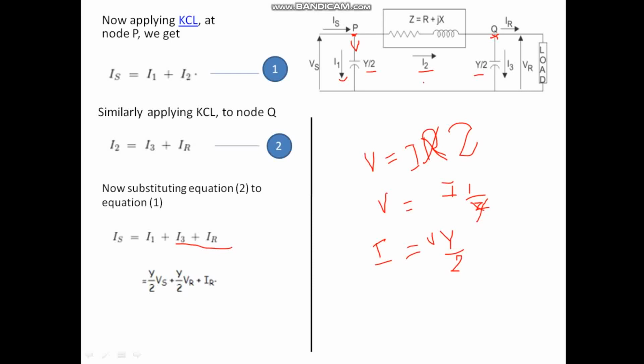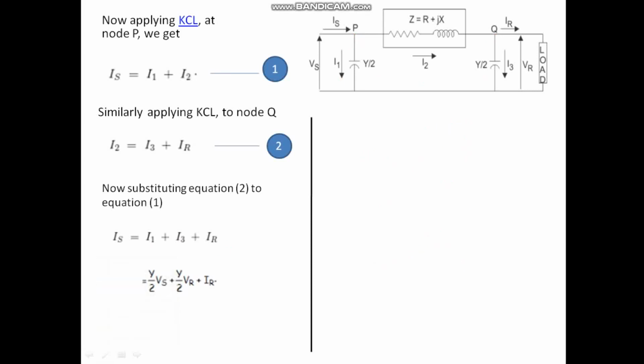So same thing I have written here. See, I1 is Vs, voltage across this capacitance, into Y by 2. Okay, that is Y by 2. Clear with this? Right? Now similarly I3 is this, right? So again I have VR into Y by 2 plus IR, I have kept it as it is. Let this be equation 3.